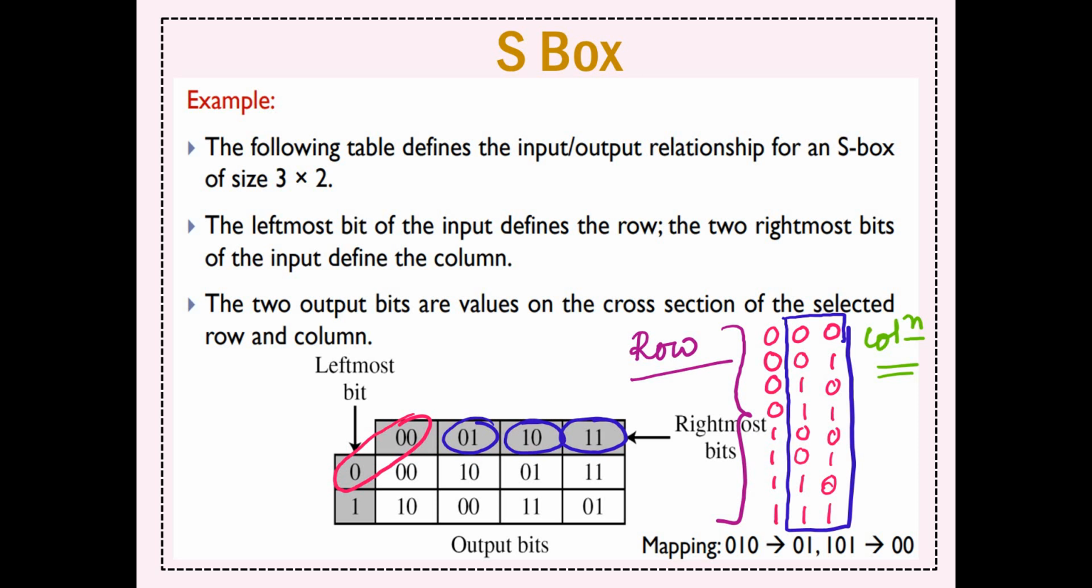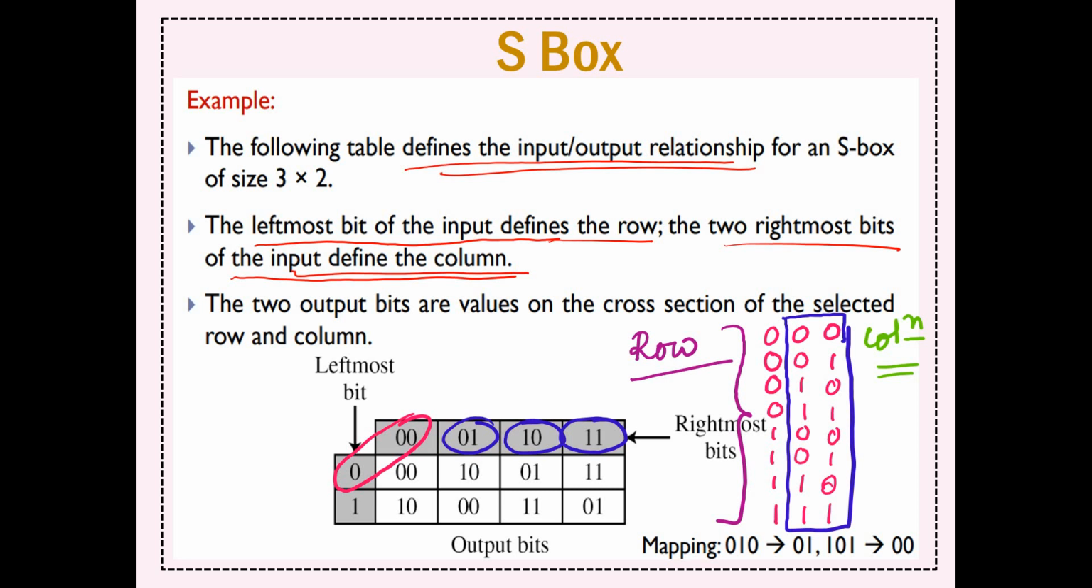This is one of the possible mappings that we are trying to do. How are we doing it? The following table defines the input-output relationship. That means this is specific to a requirement. Based on your requirement, you can change it accordingly. So, what is the relationship? What are the conditions given? The leftmost bit of the input defines the row, and the 2 rightmost bits define the column.